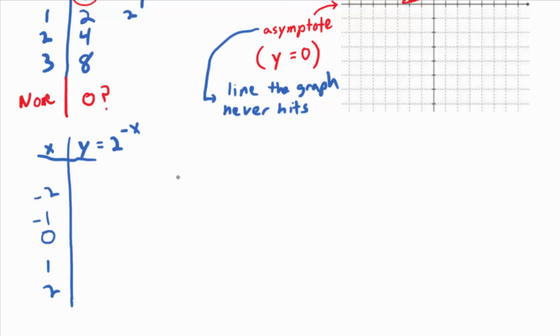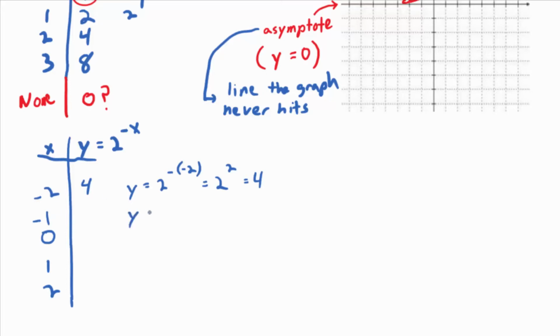And what do we get if we plug in a -2 for x? So we get y equals 2 to the opposite of -2. What is that going to be? 4. Positive 4, right? Because the opposite of -2 is 2. That's 2 squared, or 4. So the input of -2 goes to an output of 4.